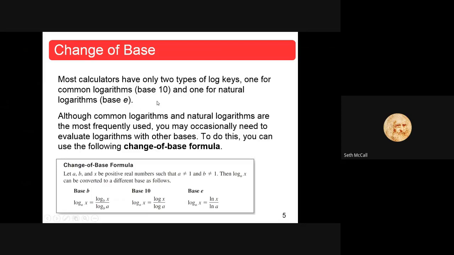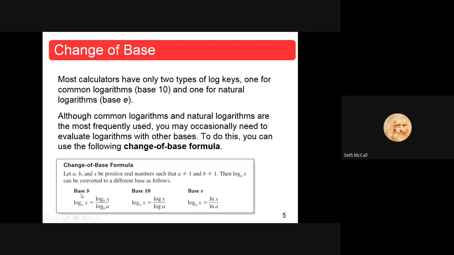So there are other bases, and as we progress through and learn more about logs, you'll understand why there's different bases. But in the meantime, we need to have a way to be able to evaluate a log if the base is different than base 10 or base e, because that's the only two buttons we have on our calculator. Now, there's a couple ways to do that on a calculator, especially before having the fancy graphing calculators. And if you only had a scientific calculator, this would be what you would need to use, which is called the change of base formula. And there's three different scenarios here.